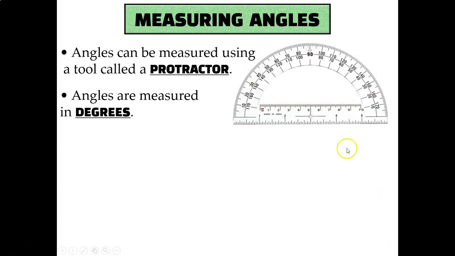On this protractor on the screen, the degree measures are the ones that go along the curved side of the tool. These other measurements are actually just a ruler. These little measurements are centimeters, and these larger measurements are inches. They're used for measuring straight lengths. But if you want to measure the size of an angle, then you have to use the curved side of this protractor, and it gives you a degree measurement.